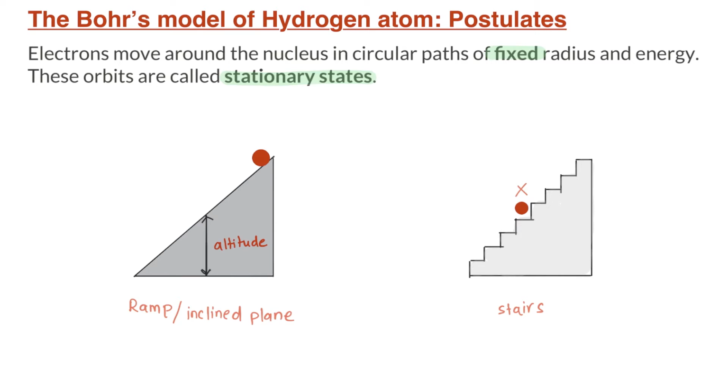The existence of these paths with fixed energy and radius is an important distinction from the previous model of the atom. As we will discuss in the next few slides, this idea of orbits with fixed radius and energies explained the atomic emission spectrum of hydrogen atom.